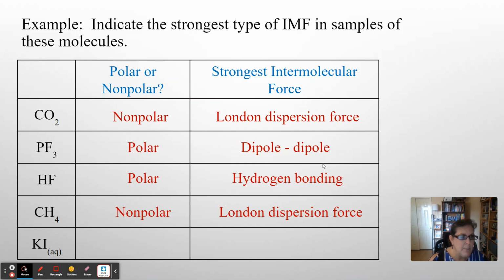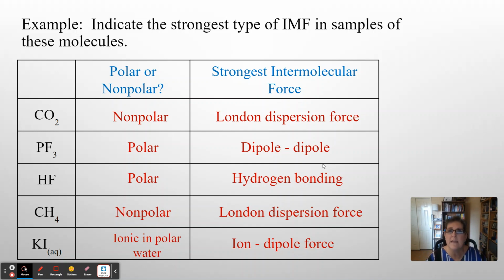We have potassium iodide aqueous. Aqueous means it's also in water. So we have water and potassium iodide. Well, KI is different from all of the other molecules in this list. It is ionic. And we have water, which is polar. So we have something ionic in polar water. What force could that be? You're correct if you said ion dipole force. Good job.